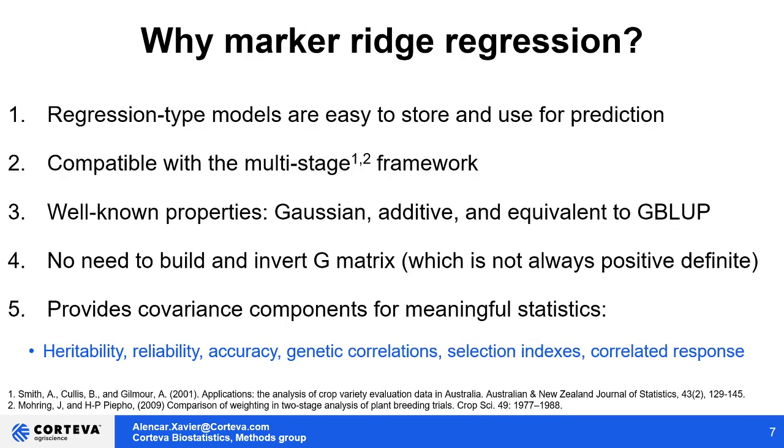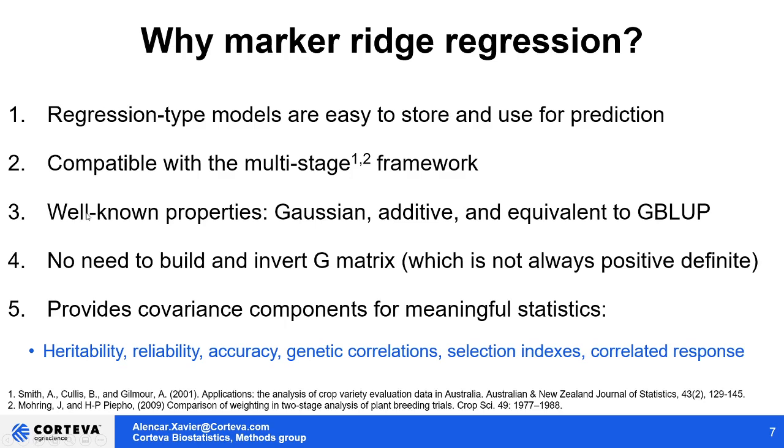And why should we do a ridge regression instead? Well, because whenever we fit a model using a ridge regression instead of the relationship matrix, we can more easily store the coefficients and use them for prediction. This type of framework is compatible with multi-stage analysis, where you analyze in stages going from raw phenotypes to adjusted phenotypes, genetic merit across locations, and then the genomic breeding values.